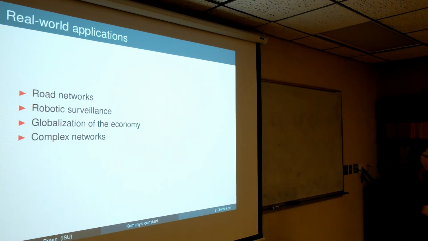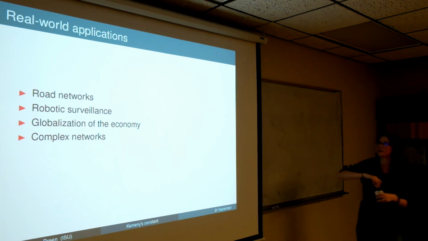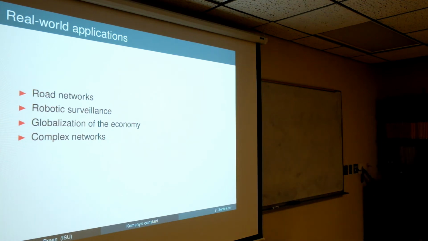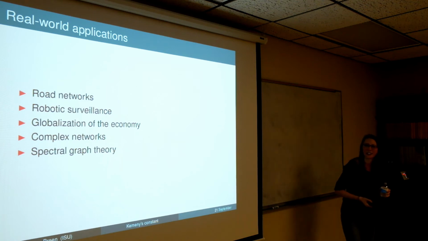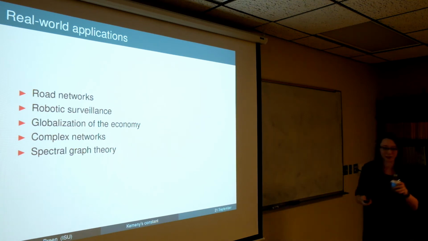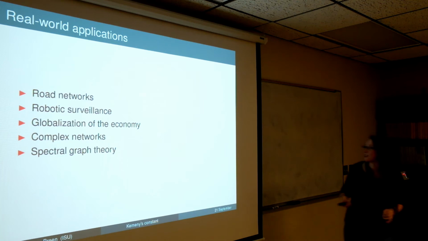Complex networks is also a place where it's being used, so things like protein interaction networks and things like that, or the World Wide Web. And then the last one is not really a real world application, but I guess through the lens of spectral graph theory, there are other real world applications that we get for Kemeny's constant.